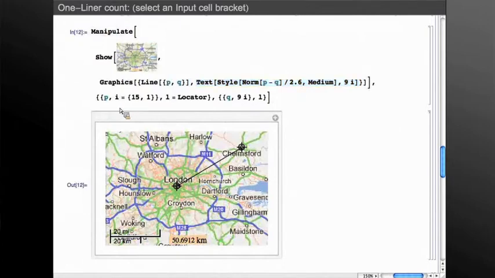There's one clever reuse of components here. The initial value of P was actually chosen so that it could be reused up here in the positioning of the text element, and it's also reused down here to provide the initial value of the Q locator. So there were a couple of characters saved in doing that.